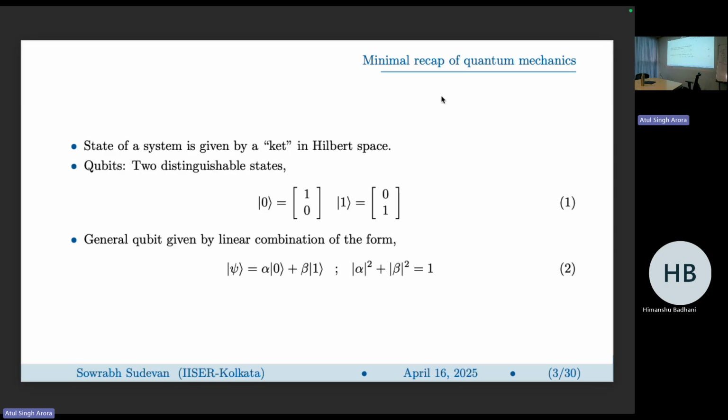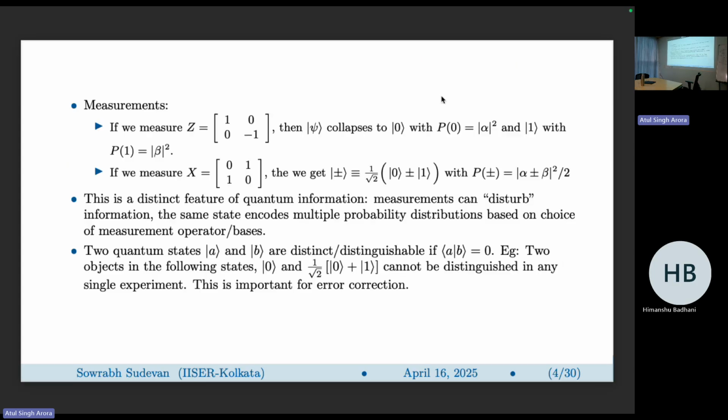So I will first start with a minimum recap of quantum mechanics, because I'm assuming there are going to be some students in the audience who might not be familiar. In quantum mechanics, this is the notation we use for two distinguishable states, 0 and 1. These are vectors in some two-dimensional space. The most general state of a single qubit, a single quantum bit of information, is some linear combination of these two, where the coefficients can be complex numbers. And this idea of distinguishable states will keep coming back.